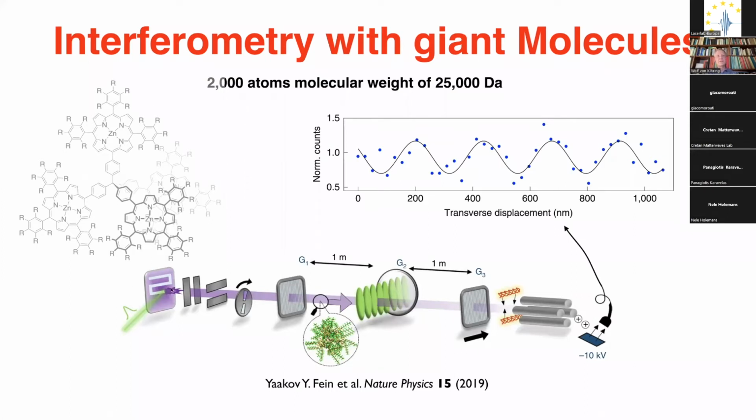These molecules are first generated, then pass through, well, these two together are one slit, then a multiple slit, and afterwards they pass through an interference grating and are then being detected. And then we can see a very nice, very clear interference pattern between them. So even gigantic particles can still interfere and can still produce an interference pattern.